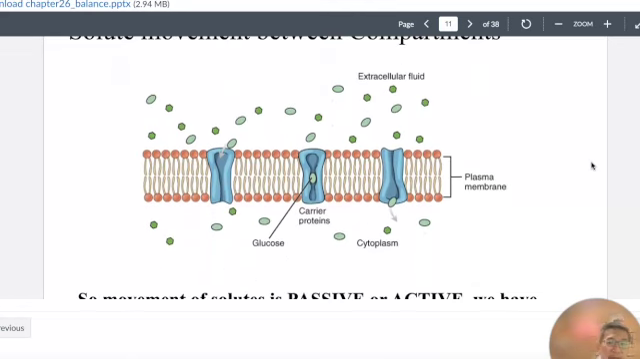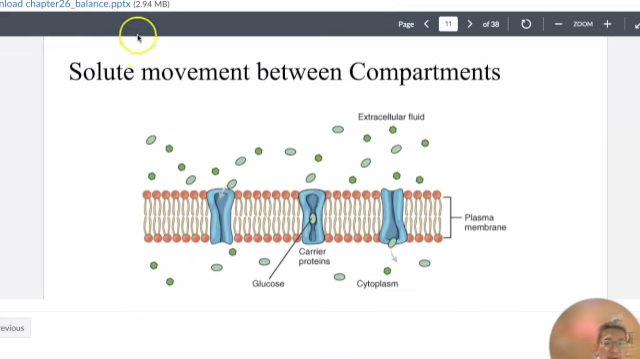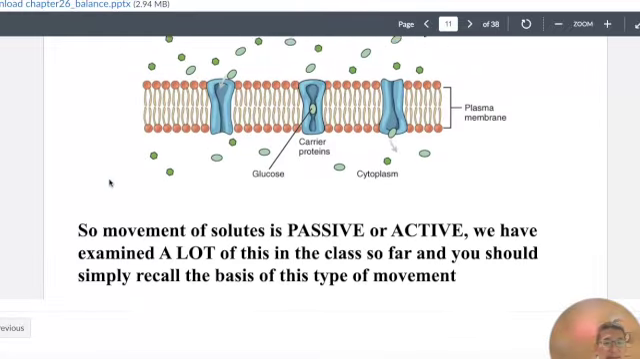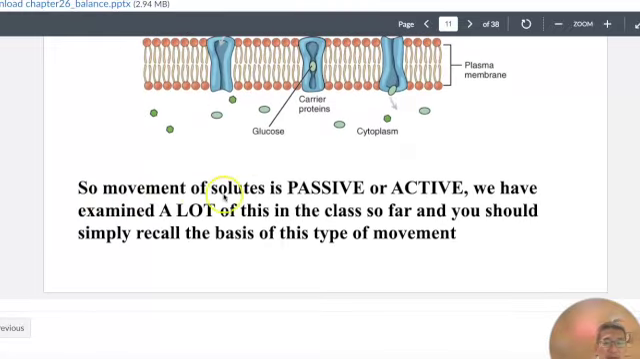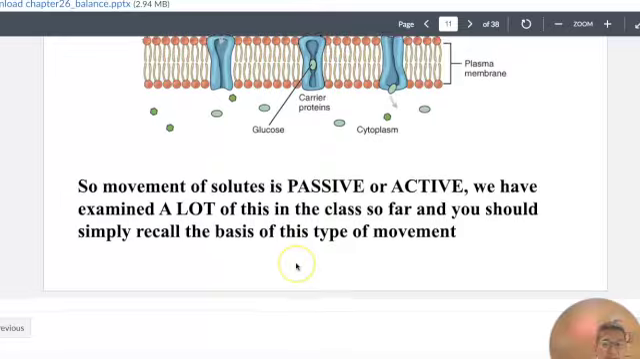Here is a chart of the picture of the solute. Remember what a solute is. Movement of the solute is passive or active. It could be both. Remember, the body can push or pull, and then slowly it will leak. We have examined a lot of this in the classes.